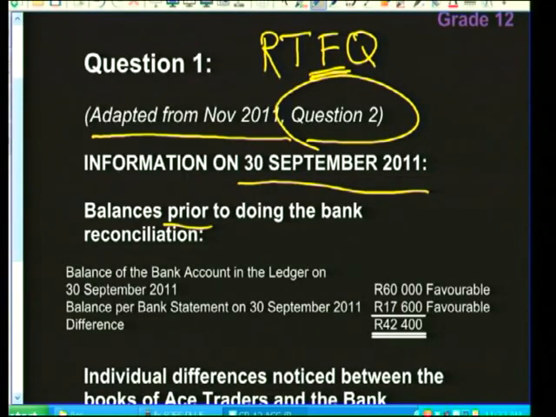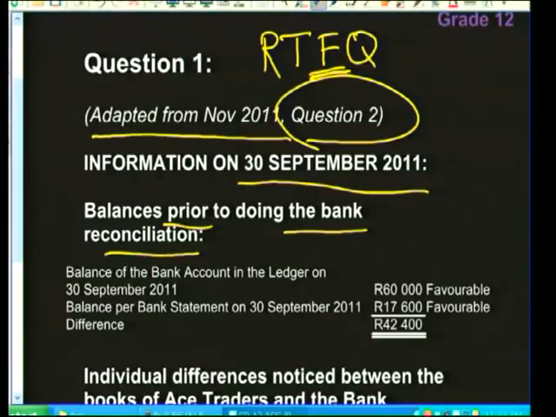What is this? These are my balances prior to doing the bank recon. It means before I'm doing the bank recon, these are my balances that are appearing in my books. Got that? Okay. What are they? What are we given? Number one, the balance of the bank account in the ledger is 60,000 Rand favorable. Remember what I said earlier on? A favorable bank balance, according to us, is a debit balance in our records.